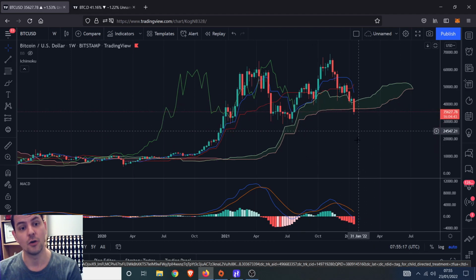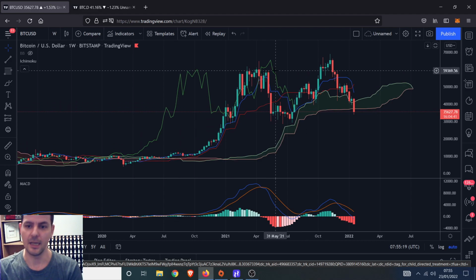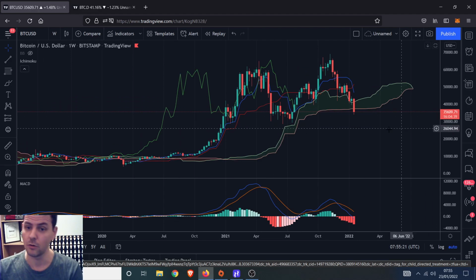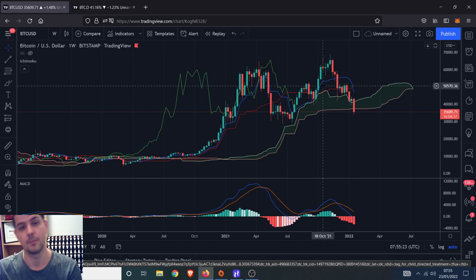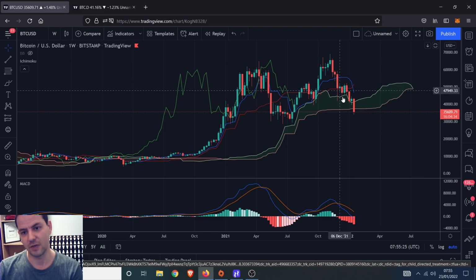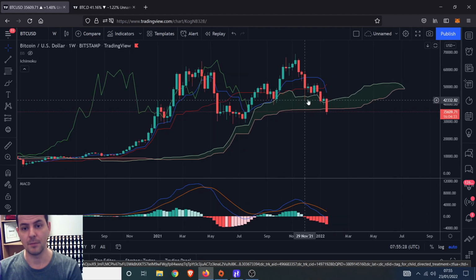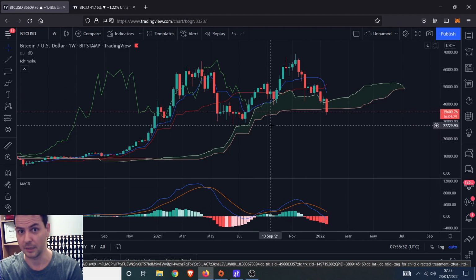components of a short signal, which could indicate, in this instance, because the cross of the conversion baseline took place above the cloud, it wouldn't be a trend continuation, but it would mean a big move. And because we're looking at a weekly, a big move could be 20, 30, 40, 50%. It could be massive, because weekly charts provide the biggest moves.